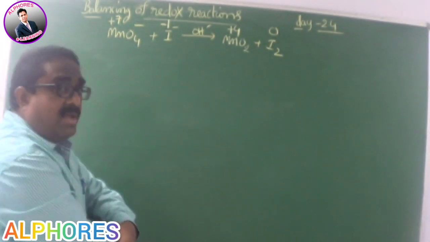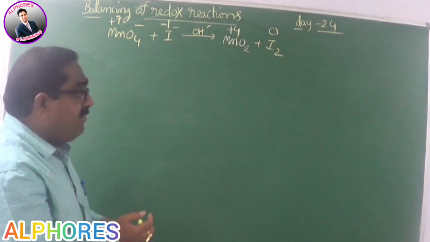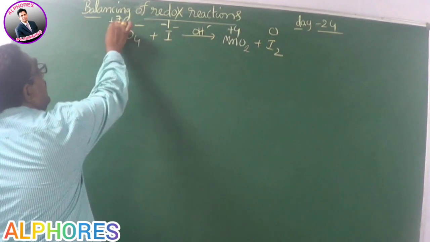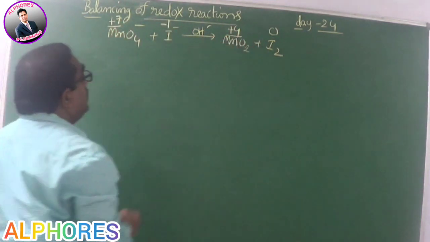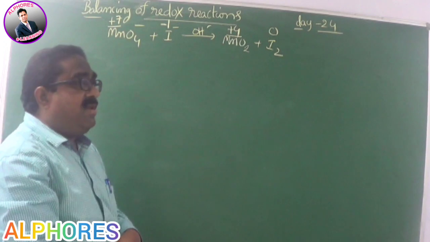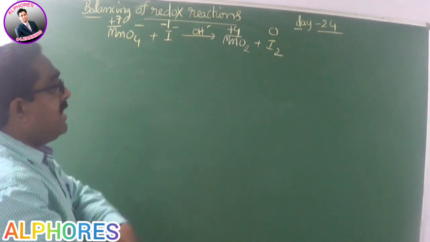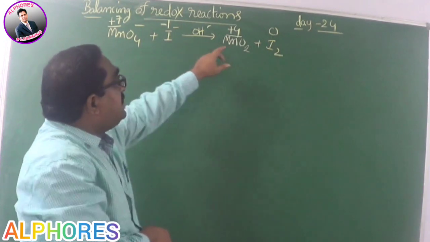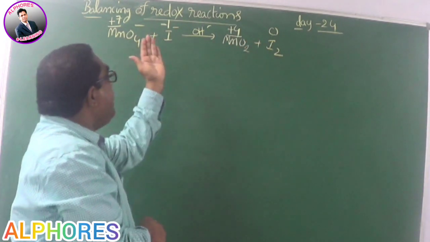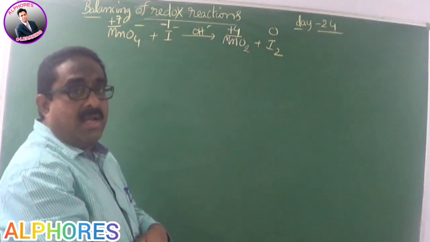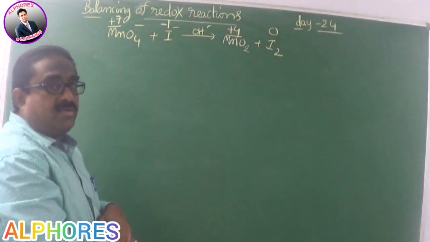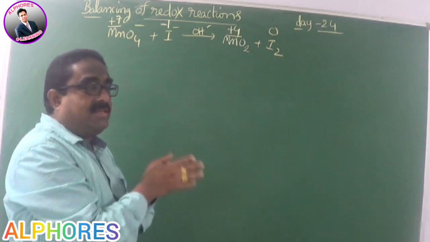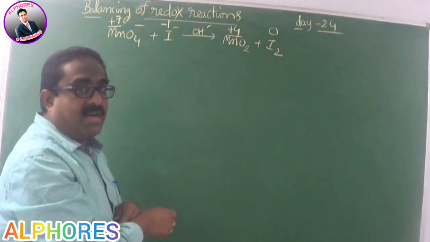Now we have to identify which species is reducing and which species is oxidizing. If you observe carefully, manganese is decreasing from +7 to +4. So there is a decrease in the oxidation state. It means we can say that permanganate ion is undergoing reduction. And iodide ion, where the oxidation state is -1, becomes 0. It means an increase in oxidation state, nothing but oxidation.